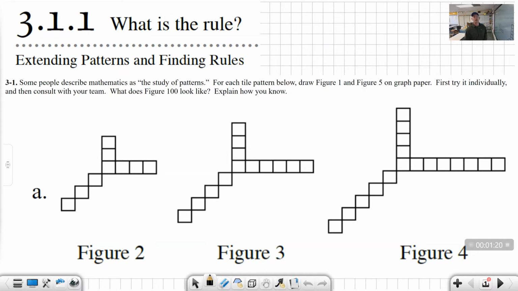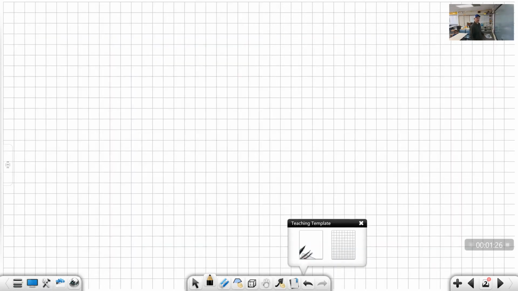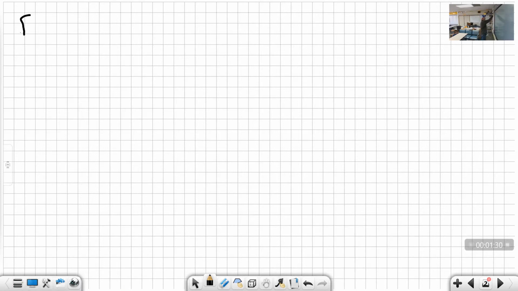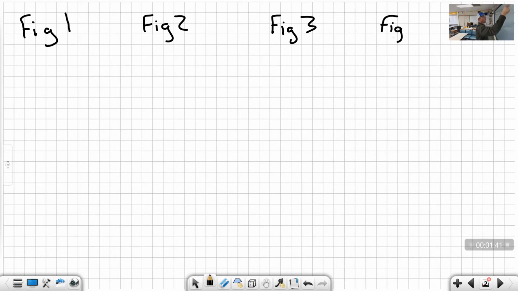And today what we're doing is extending patterns and finding rules in a couple different situations. In the top of your notebook, you have a piece of graph paper. Let's go ahead and add a piece of graph paper in right now. Label your paper like so. In the upper left-hand corner, figure 1, figure 2, evenly spaced, please, figure 3, and figure 4. Then go about halfway down your paper and write figure 5. Then go halfway across and label figure 100. This is how I want you to space your problem out a little bit.